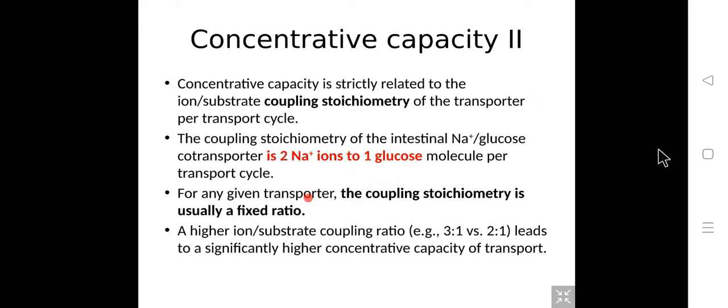For any given transporter, the coupling stoichiometry is usually a fixed ratio. So in this case, it is 2:1. A higher ion-substrate coupling ratio, for example 3:1 versus 2:1, leads to a significantly higher concentrative capacity of transport. So if you had 3:1, you'd get a higher concentrative capacity of transport.